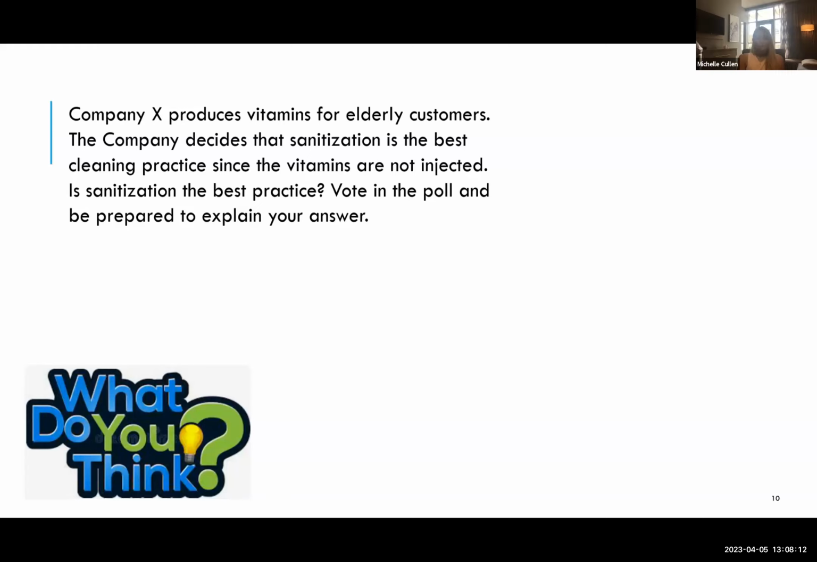I would think sterilize to kill them. I would agree. Why would you think sterilize is the best? I do absolutely agree. Why do you think it's the best? To kill all the bacteria and everything. Yep, that is absolutely correct.